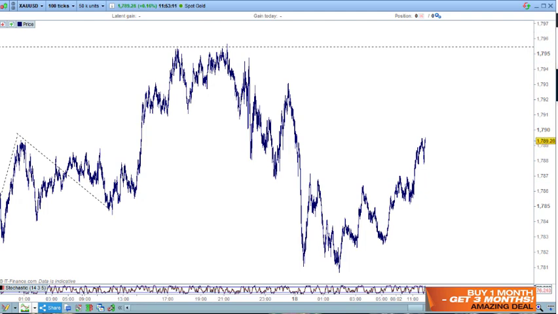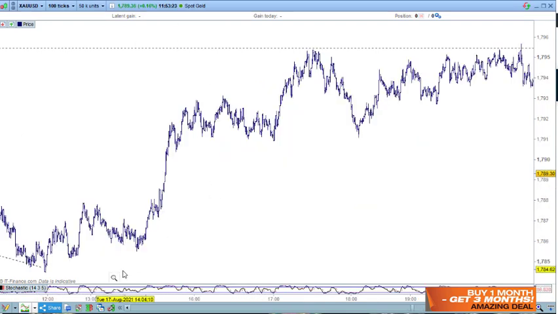Let's have a closer look at this structure here. That high there, straight down to there, looks very sharp, doesn't it? So it's like a C wave. We'll look at this as an A, a B and a C wave, and we'll take it from that point there.